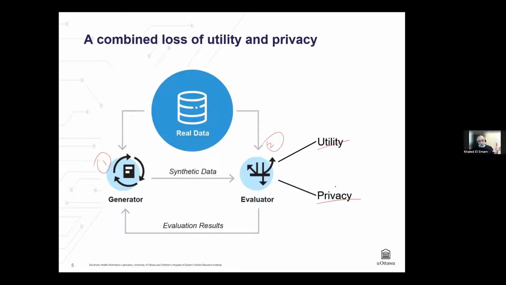So utility measures how good synthetic data is, the quality of the synthetic data, and then privacy assesses the privacy risks of the synthetic data. You can compute a score from utility only or utility and privacy from the evaluator, and then this is fed back to the generator to tune its parameters. So you go through this iterative process until you reach a data set that has good performance on the evaluator, has a good balance between utility and privacy, or if you're only focusing on utility, then one that maximizes utility.